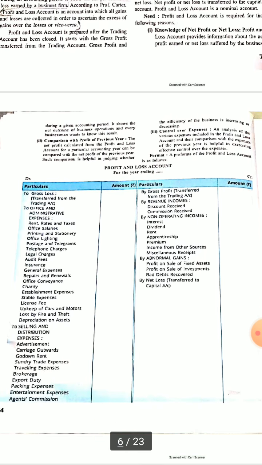So already we had subtracted from sales and we have got the gross profit. In the PL account, it is subtracted from gross profit.